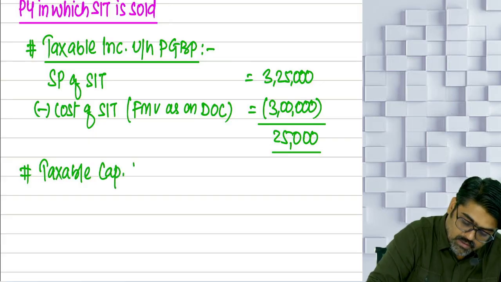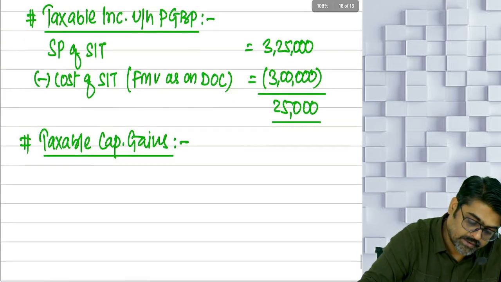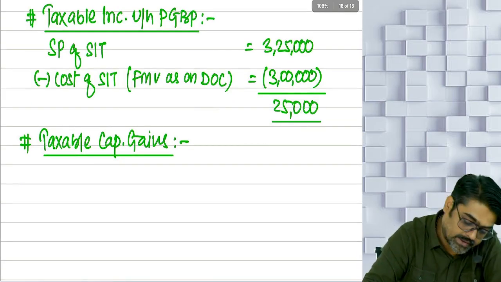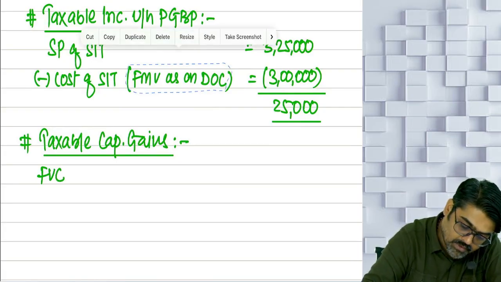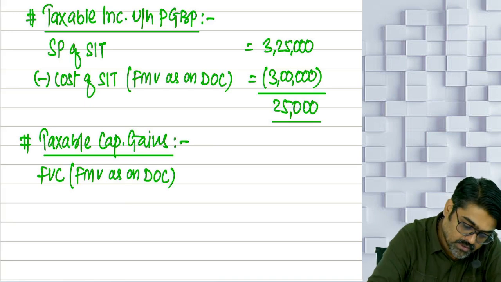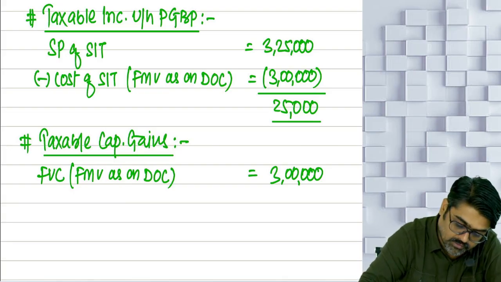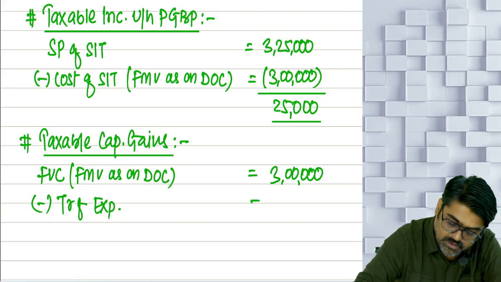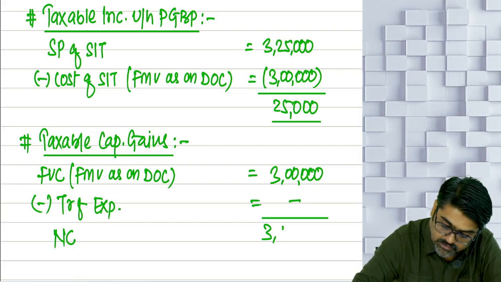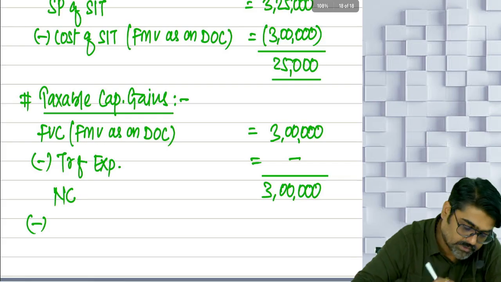Now, taxable capital gains. So, capital gains will be calculated at that time. The full value of consideration will be how much? The fair market value as on the date of conversion will be 3 lakh rupees. Now this minus transfer expense. Any transfer expense incurred? No. So net consideration will be 3 lakhs. Minus what? Why, cost of acquisition?